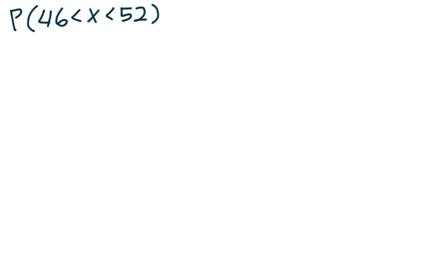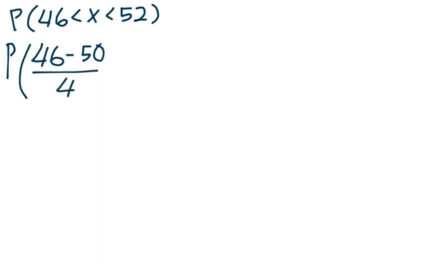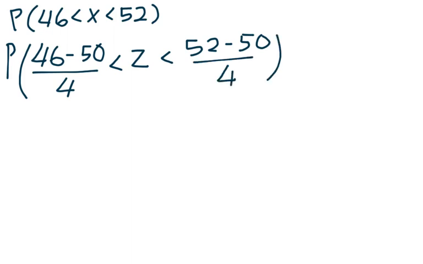So still the same thing. We are going to have the p. So now we transform into the z. So we are going to put into the formula. So our x value is 46. So 46 minus the mu, which is 50, divided by the sigma, which is 4. Still using the same symbol, which is less than. Once we put into the formula, we are no longer having x. It's now z. So still using the same symbol, it's less than. So still the same thing, put into the formula. So we are going to have 52 minus 50 divided by 4.